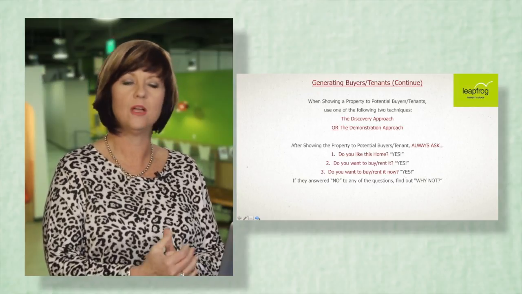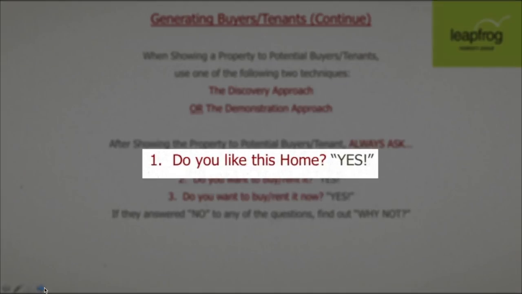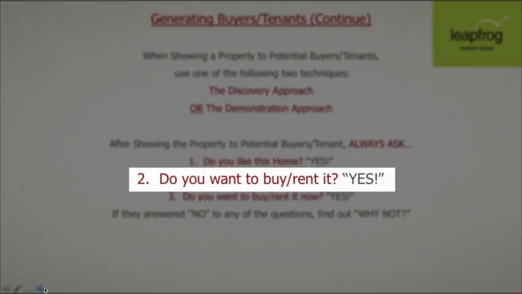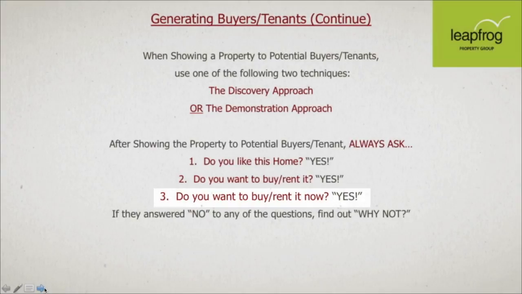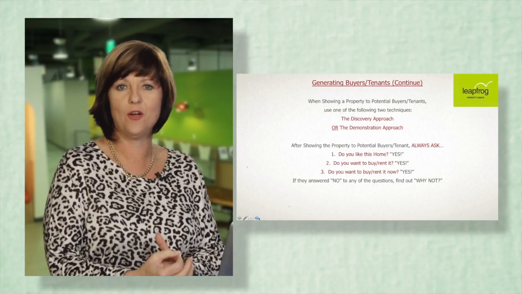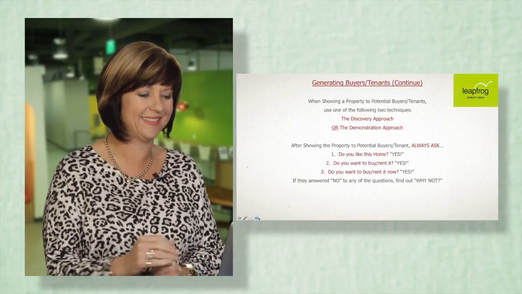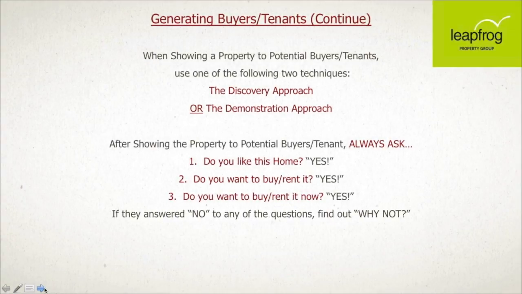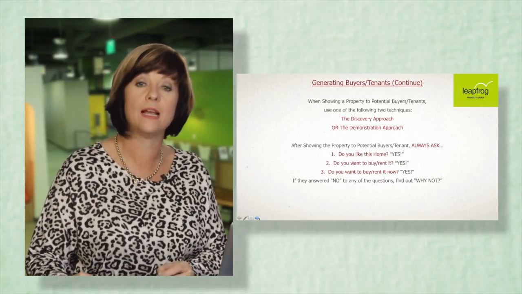Once you've established that, start asking the questions once they've viewed the property. Do you like this home? Yes. Do you want to buy it or rent it? Yes. Well, would you like to buy it or rent it now? Yes. Those 3 yeses are ultimately always what an estate agent wants to hear. That's the music to our ears. If they answered no to any of those questions, then ask them why not. Maybe right in the beginning, you didn't really hear their needs or their wants, or you misunderstood them.